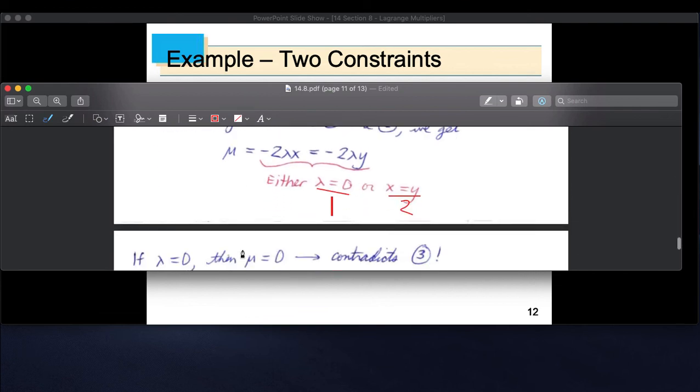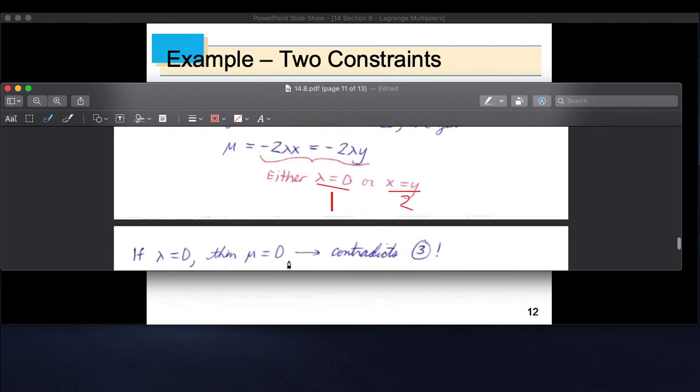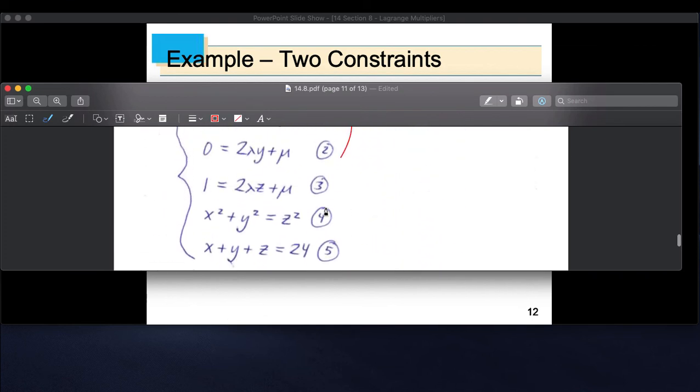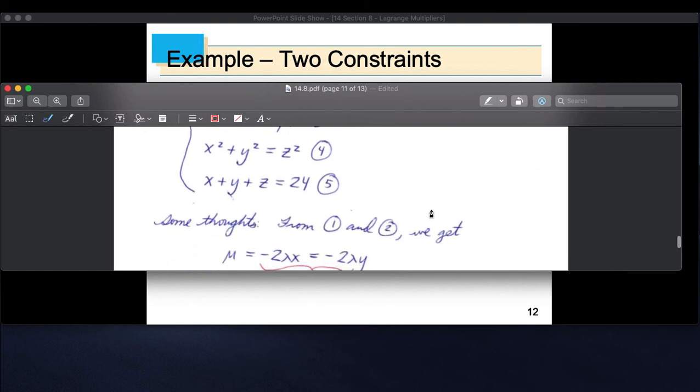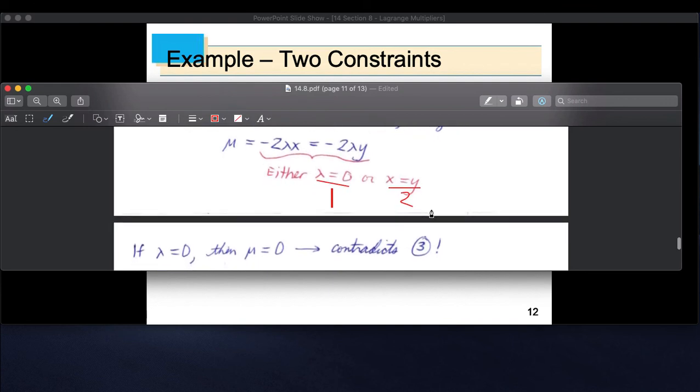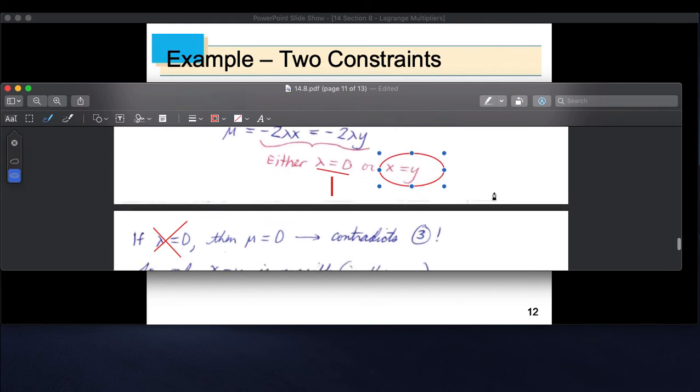But the problem with that, though, is that if mu equals 0, that's going to contradict the third equation. Because if lambda equals 0 and mu also equals 0, well, 0 plus 0 is not equal to 1. That's going to contradict it. So what's nice about that, because if lambda equals 0 is a contradiction, we can go ahead and just cross that possibility out and move on to the other possibility, which is the possibility of x equaling y.